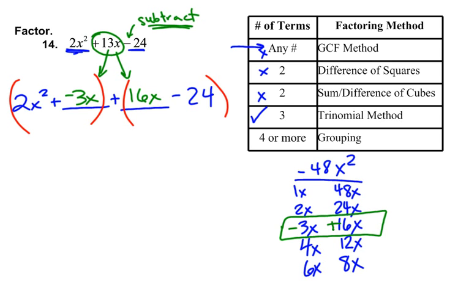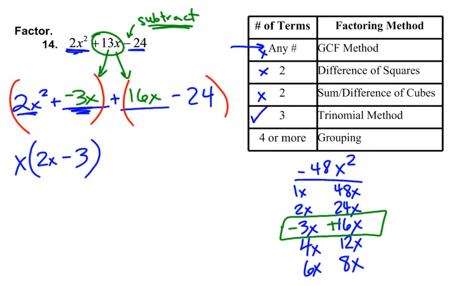The first group has a GCF of only x. X is the only thing that comes out of those two. The 2 and 3 don't have a GCF between them. So as I divide x into 2x squared, that leaves me with 2x, and I divide x into negative 3x, that would leave me with negative 3. So we've got x times 2x minus 3.